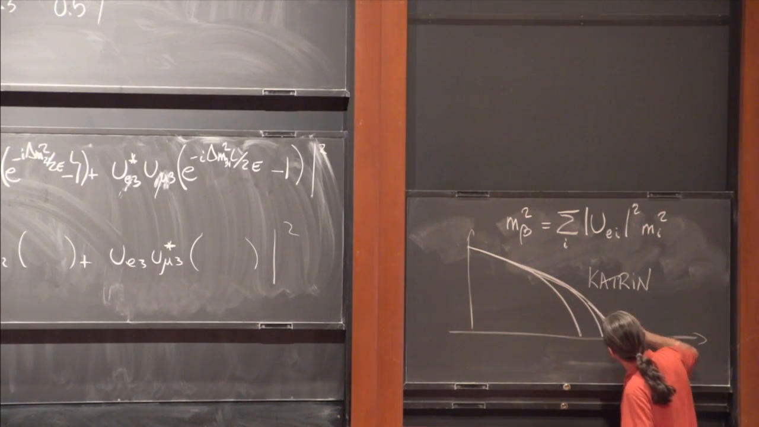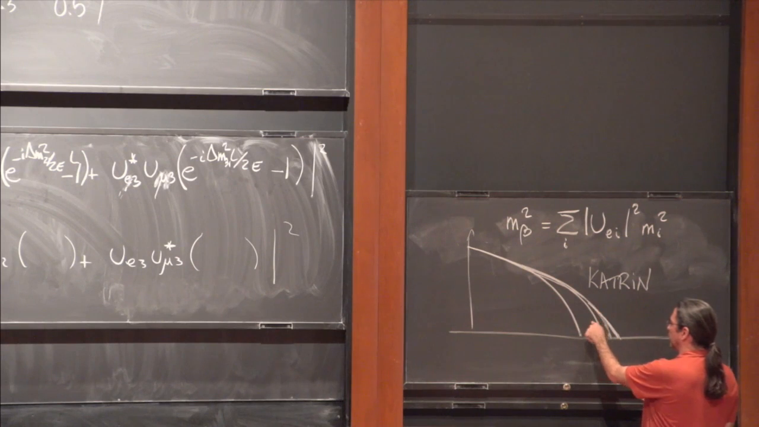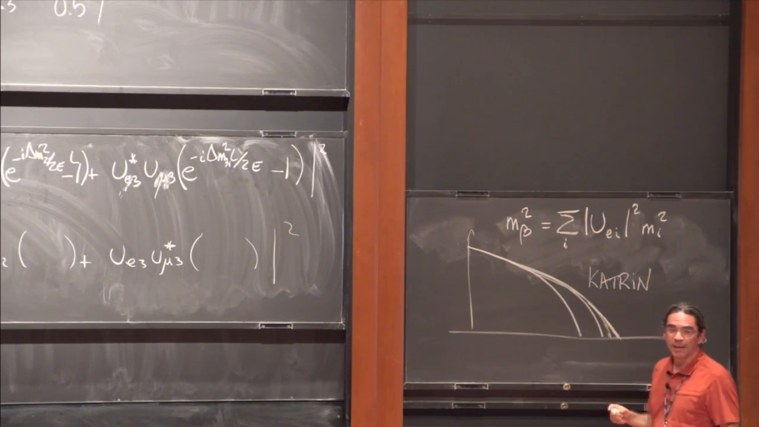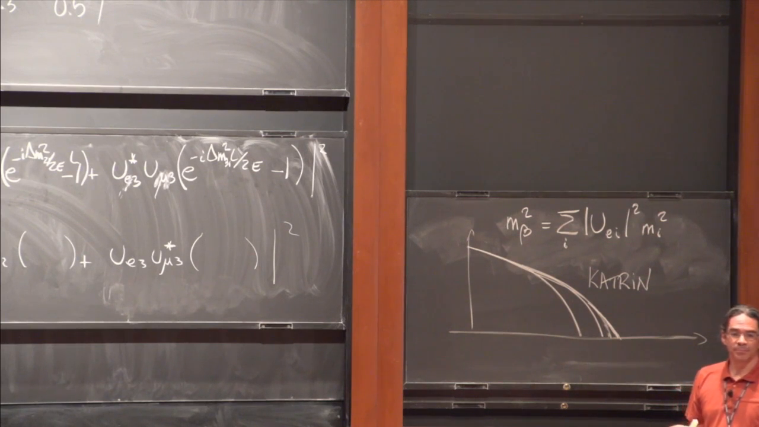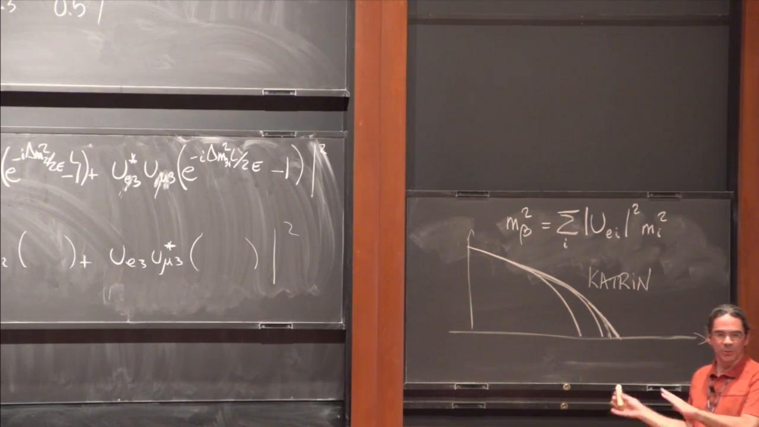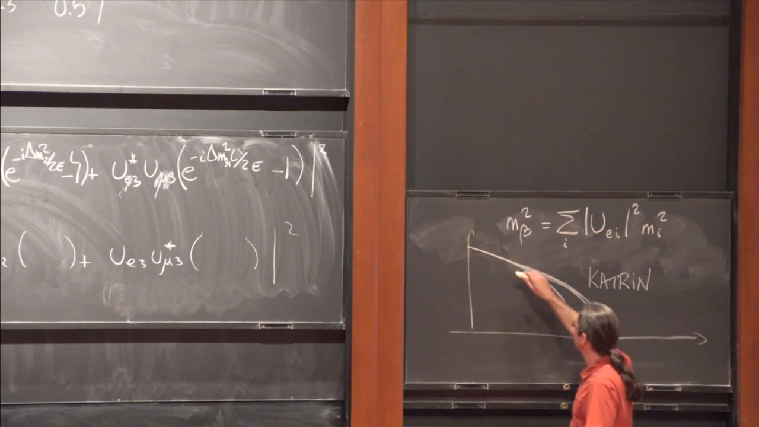So this is what they measure. This is the nu 1 spectrum, the nu 2 spectrum, and the nu 3 spectrum, and they measure a weighted sum of these 3 spectra. Actually, the real spectrum is much cooler than what I drew. It has some features in it.